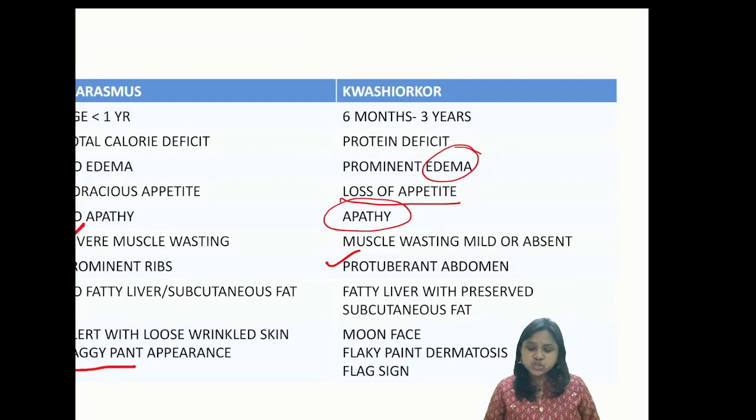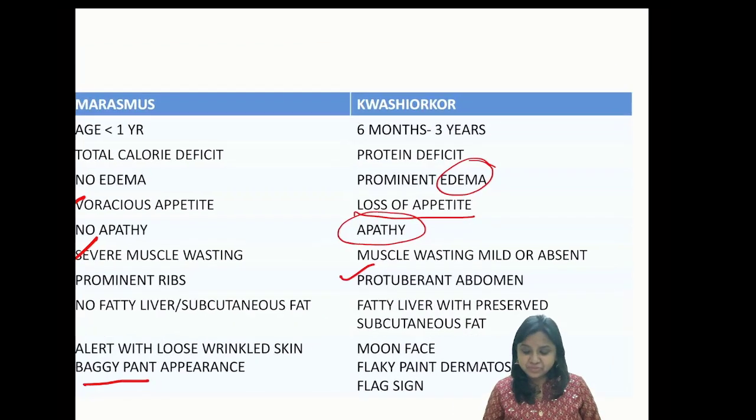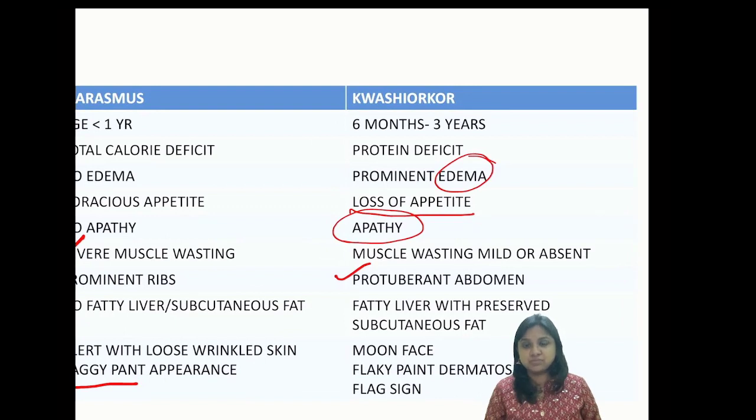Okay, so which one is more, sir? That is, which one is not good? Marasmus or kwashiorkor? Both are bad. But if we have to compare between these two, then the kwashiorkor. Why? Because there are mental CNS changes or CNS manifestations in case of kwashiorkor.